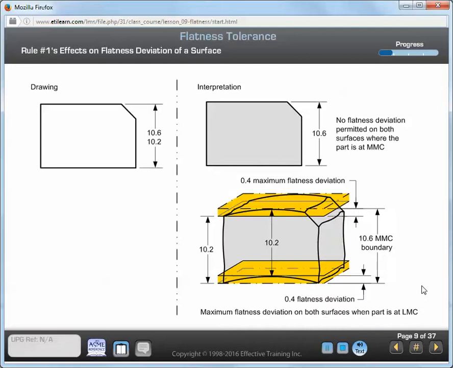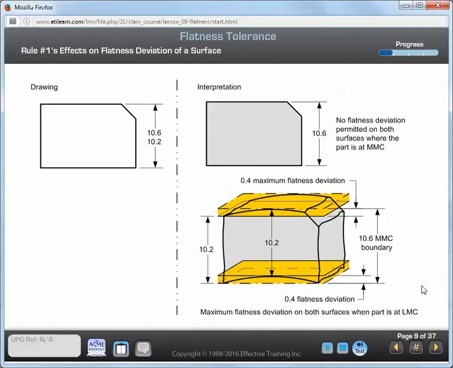Whenever rule number 1 applies to a planar regular feature of size, it invokes an indirect flatness deviation requirement on both surfaces. This requirement is the result of the interrelationship between rule number 1, perfect form at MMC, and the size dimension. Where the feature of size is at MMC, both surfaces must be perfectly flat. As the size dimension departs from MMC, a flatness deviation equal to the amount of departure is permitted.